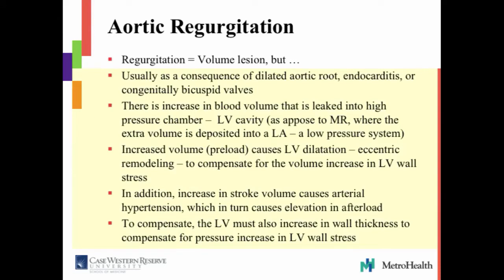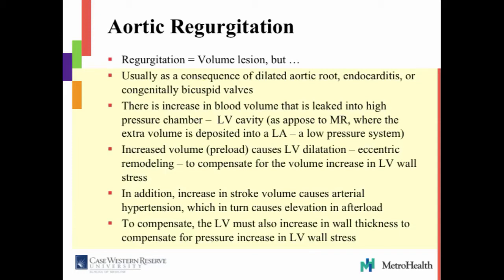Okay, let's talk about aortic regurgitation. It is a regurgitation, so it's a volume lesion, but there is a little bit of caveat here, which I didn't cover in class because I was trying to keep it simple. How do we get aortic regurgitation? Usually it's a consequence of dilated aortic root. Could be endocarditis, where the valve is destroyed. Congenital bicuspid valves can cause aortic regurgitation, so there's a variety of etiologies for it as well.